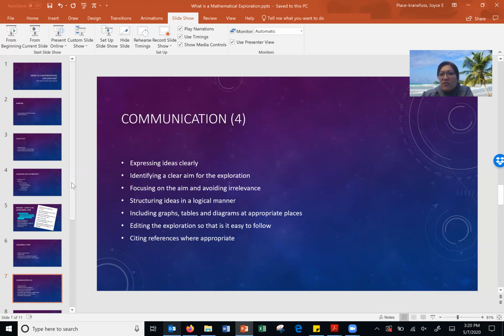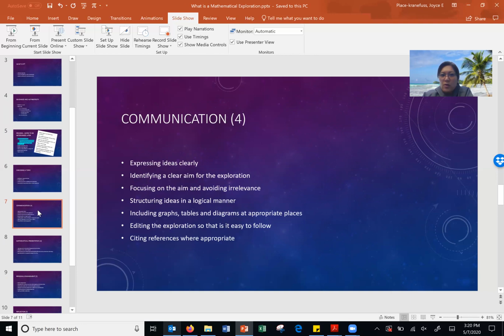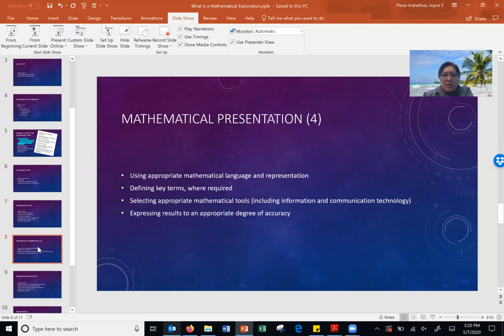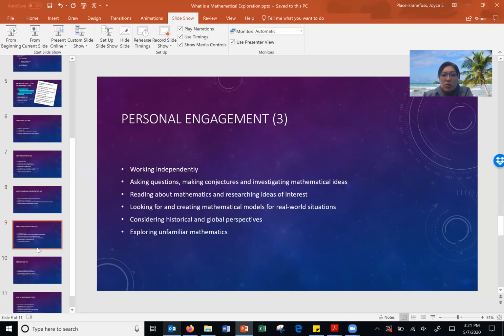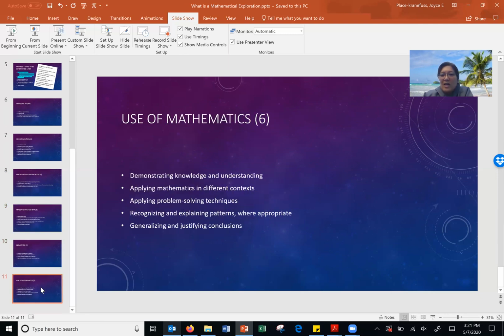You will be scored in the following 5 areas. You'll be scored based on communication. That's worth 4 marks. You will be scored on mathematical presentation. That's also 4 marks. You'll be scored on personal engagement. That is 3 marks. Reflection is 3 marks. And then your use of mathematics is 6 marks. So these are going to be your areas of scoring.